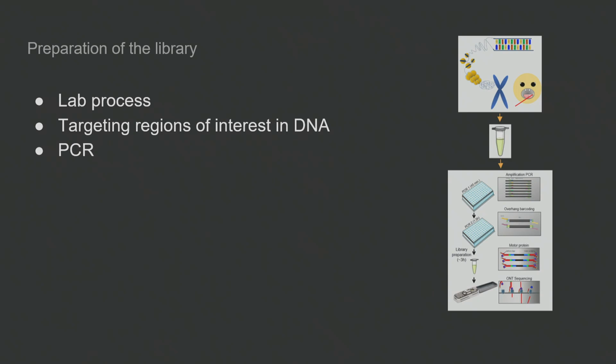Then in the lab, they use something called primers to target specific regions of interest inside the DNA. And then they also add barcodes to the DNA, and the barcode is basically something that tells us this piece of DNA comes from this person. So after that, they do PCR to kind of multiply the samples.